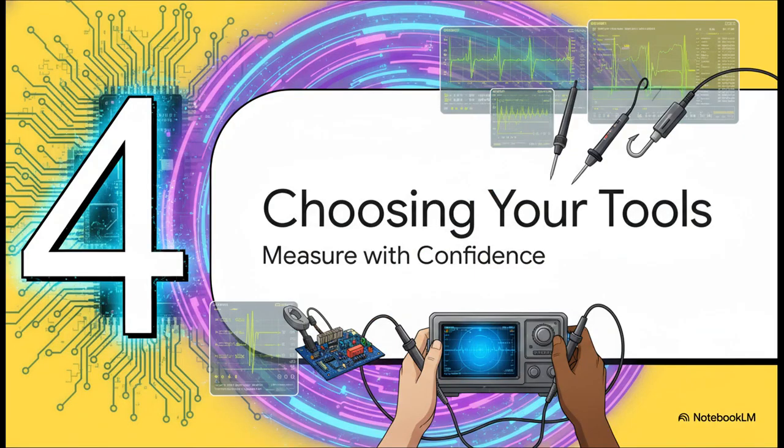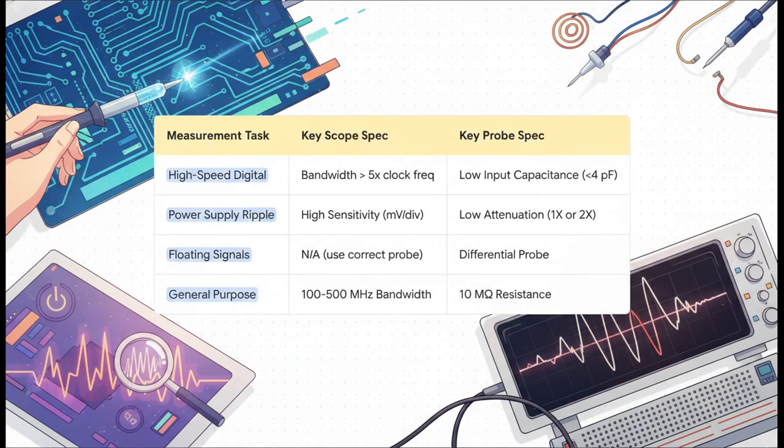We have covered a ton of ground here, so let's pull it all together into a simple way of thinking. A framework that'll help you pick the right scope and the right probe so you can finally measure with confidence. Think of this as your quick cheat sheet. If you're doing high-speed digital stuff, it's simple. You need tons of scope bandwidth and that magic low-input capacitance probe we've been talking about.